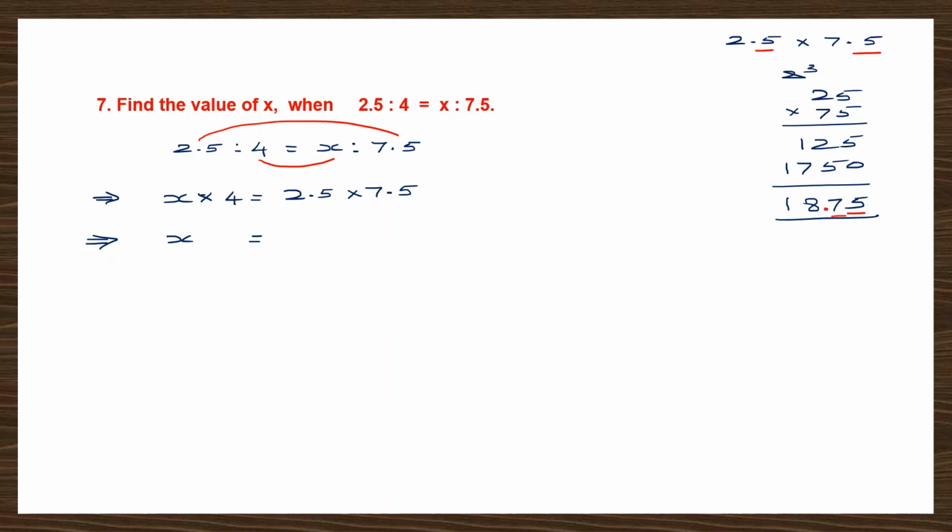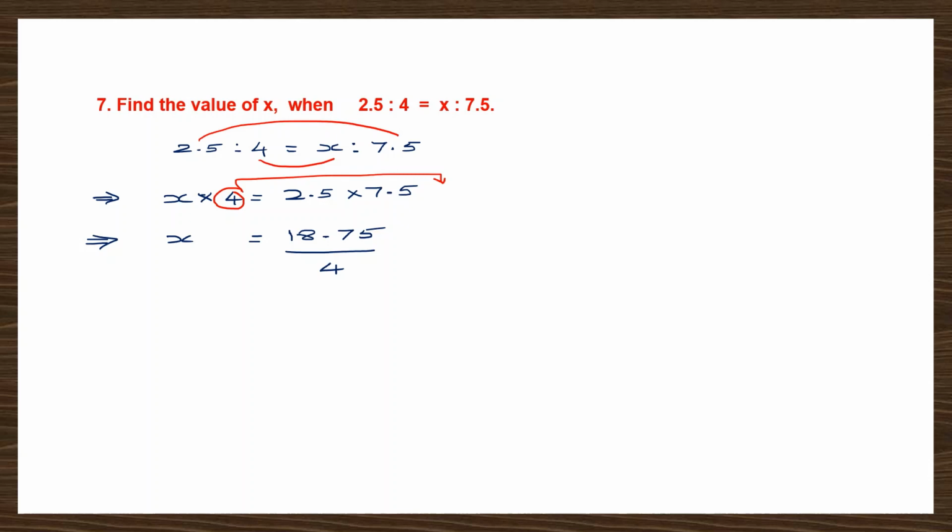So let's write it here. X is equal to 18.75 and we're going to transpose this 4 from the left hand side to the right hand side. So it's multiplication on the left. So when it comes here, it becomes division. So divided by 4. Now there are two ways you can do it. You can straight away do 18.75 divided by 4 and your answer will be a decimal number. Now if you want your answer to be a fraction, we'll do it a different way.